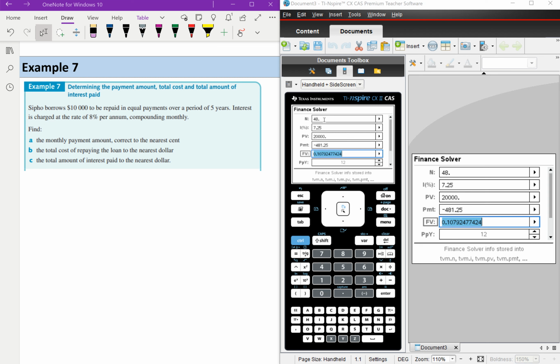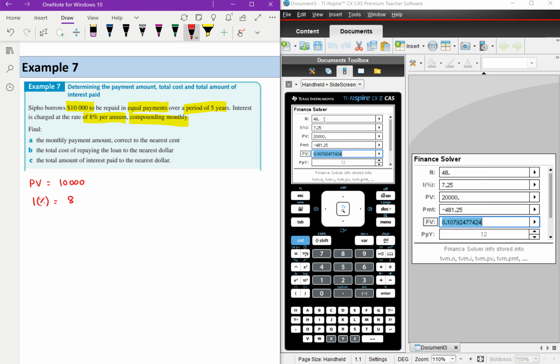Sifo borrows $10,000. Again, I want you to get in the habit of writing down what details you've been given. They tell us it's $10,000 that they've borrowed, so the present value is $10,000. It's repaid in equal payments over a period of 5 years. Interest is charged at 8% per annum, so I know I% is 8%. And what else do I know? Compounding monthly. That's going to be key when you're calculating for the next few questions.